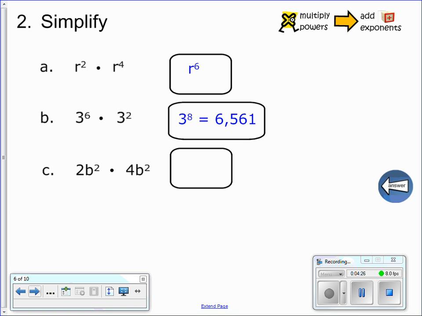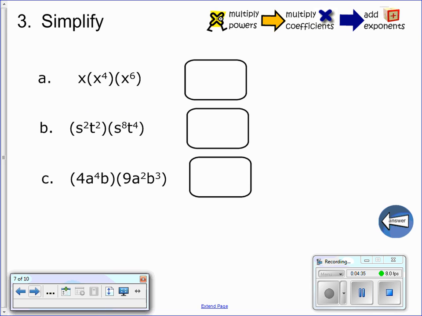2b squared times 4b squared. We're going to multiply the 2 and the 4 like we always have. So that's 8. And then b squared times b squared is b to the fourth. When you multiply, you add. So we have x to the first times x to the fourth times x to the sixth. That's x to the 11th. s squared t squared times s to the 8th t to the fourth. When you multiply, you add the exponents. So it'd be s to the 10th t to the 6th.